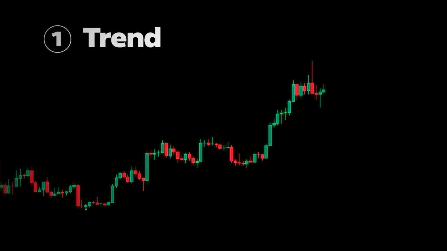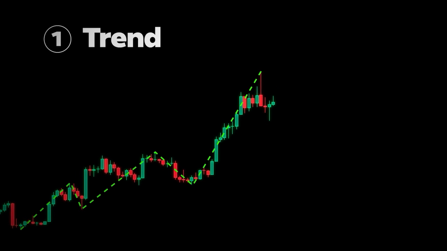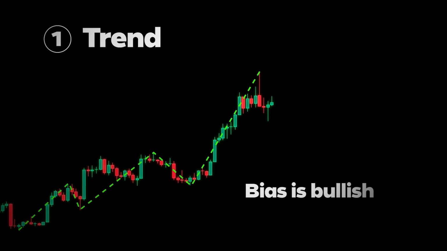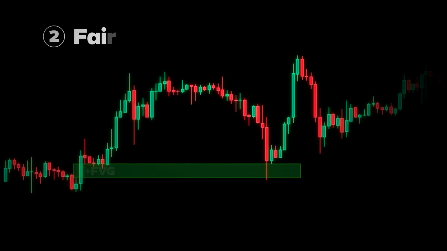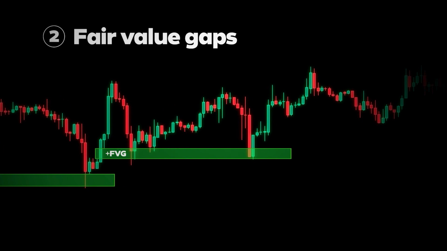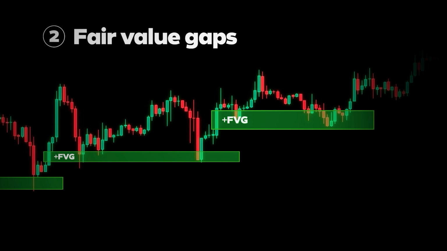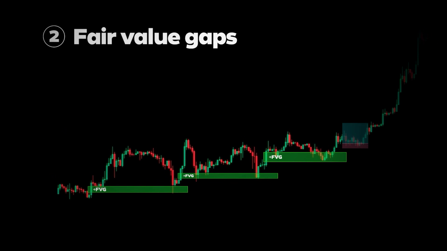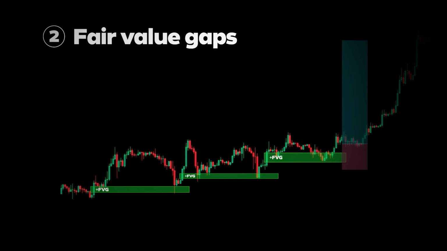You'll only want to trade in the direction of the higher time frame trend. We'll want to stay out when that trend is unclear. This is how we determine our bias of whether we're looking for short or long opportunities. The second thing is fair value gaps. These imbalances are our areas of interest. Basically, when the market retraces back to this area, it will be an opportunity for us to get in a trade in the direction of that higher time frame trend, which is critical.